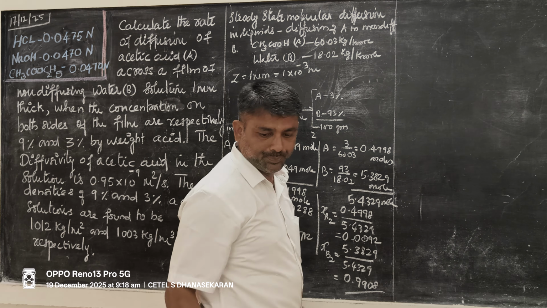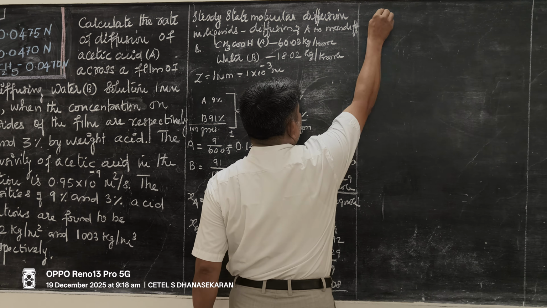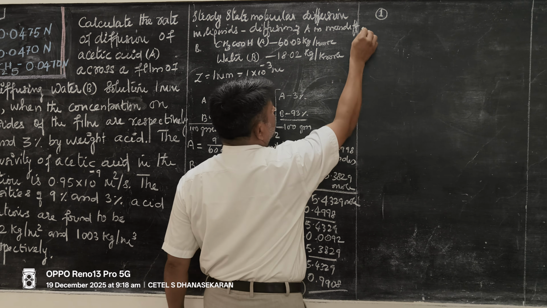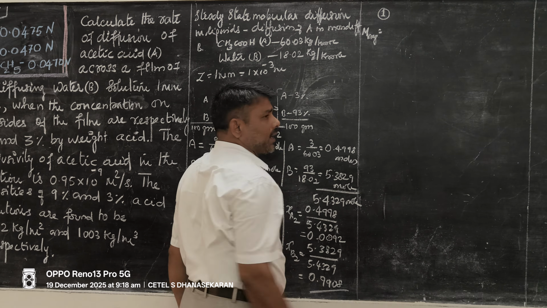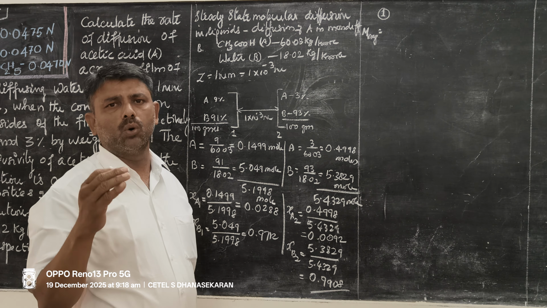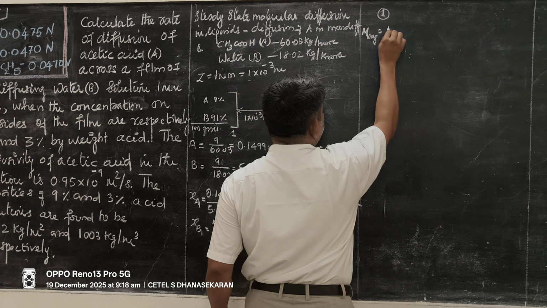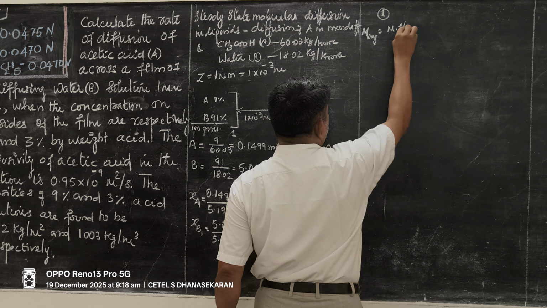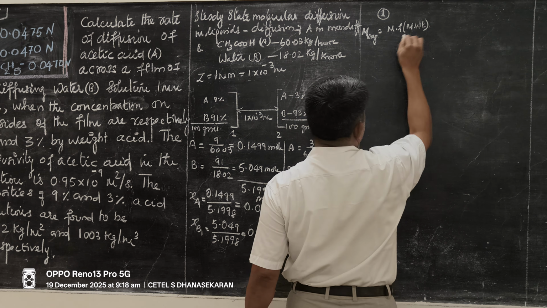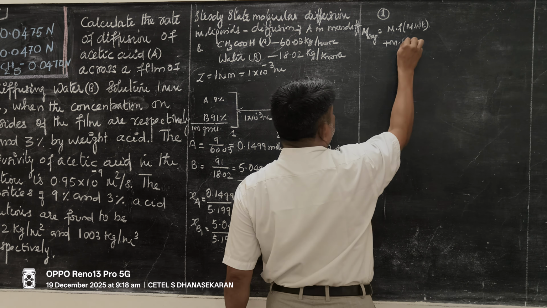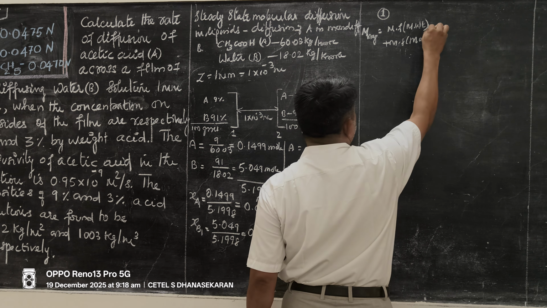Okay, what next? Average molecular weight in region 1. Average molecular weight is nothing but mole fraction into molecular weight of component A plus mole fraction into molecular weight of component B. This is A, this is B.